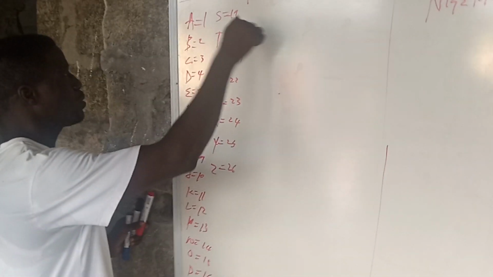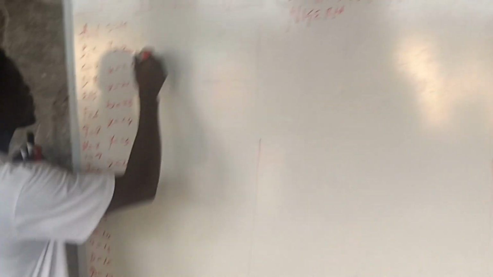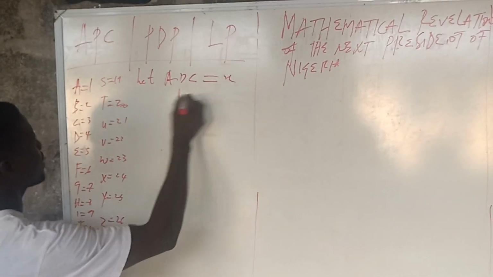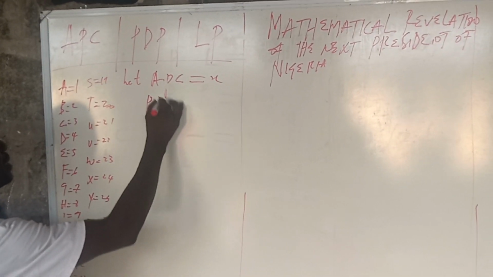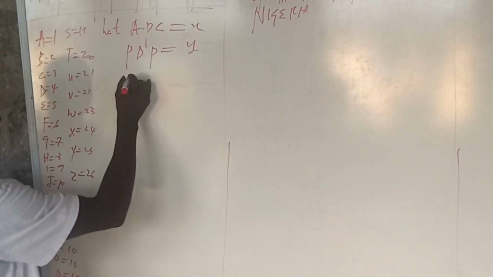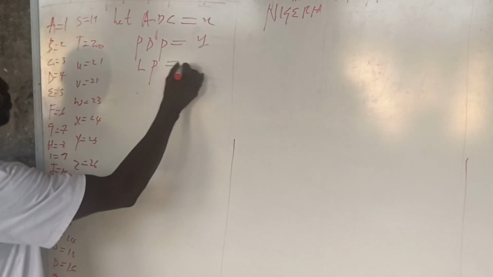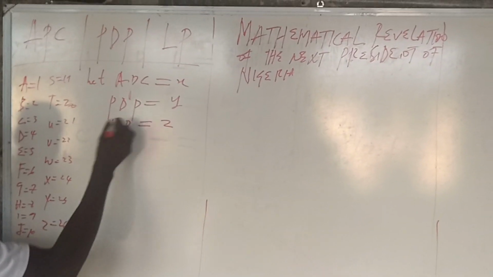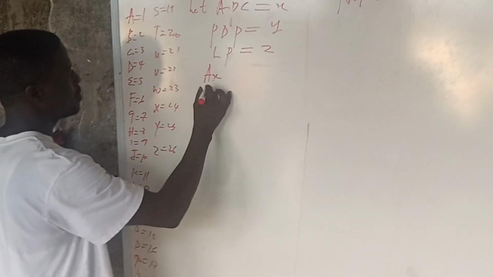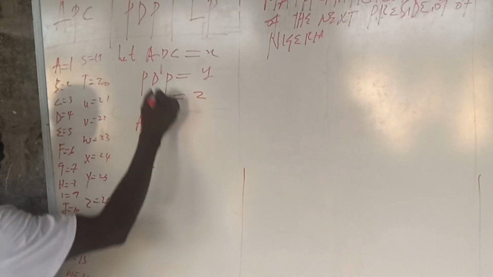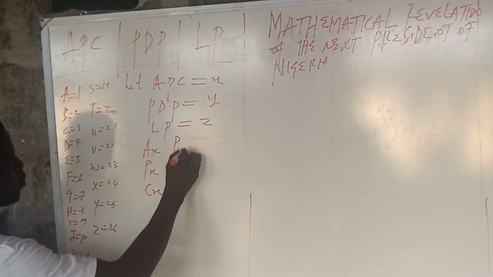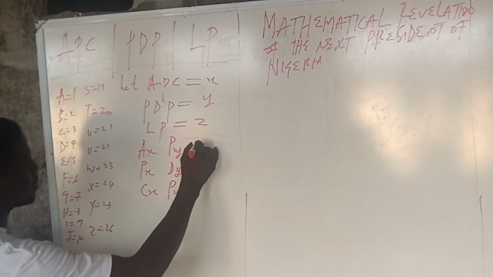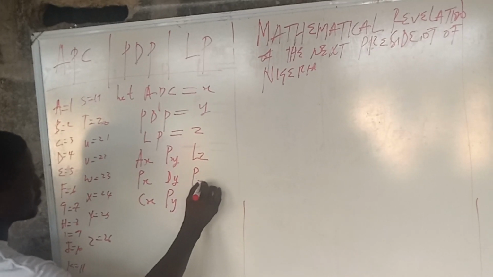Now, going back to the three contending parties, APC, PDP, and Labour Party, we say let APC be represented with X, let PDP be represented with Y variable, and of course Labour Party LP be represented with Z variable. So using this, we can establish an equation that APC can as well be interpreted as AX, PX, and CX, while PDP can be interpreted as PY, DY, and of course PY. Then the Labour Party is LZ, PZ, and of course dash.